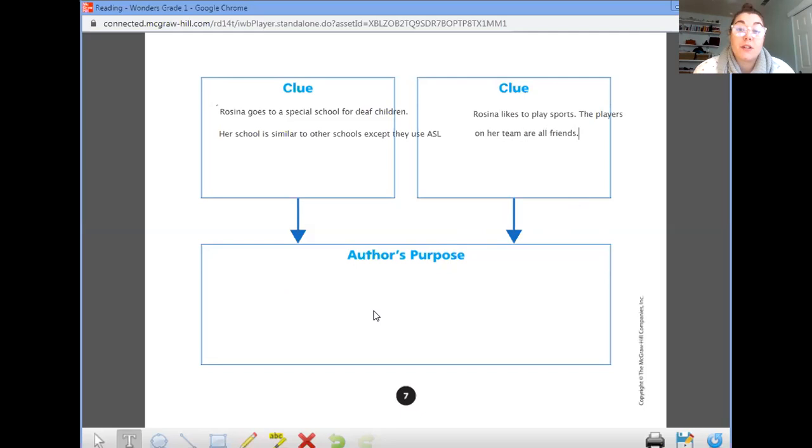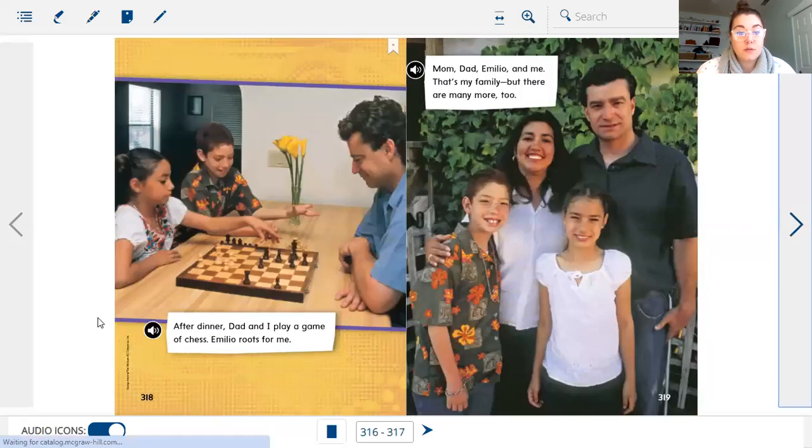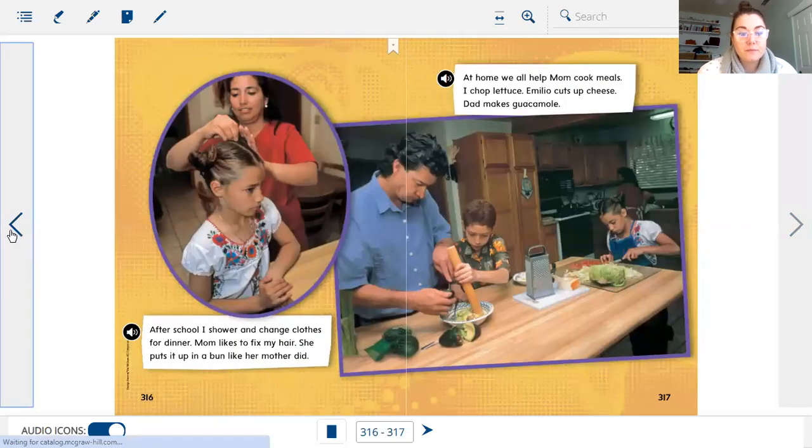Okay, this is a good opportunity to pause the video so you can finish writing up the rest of the words in this box. All right, I'm going to keep going. Okay, flipping the page.